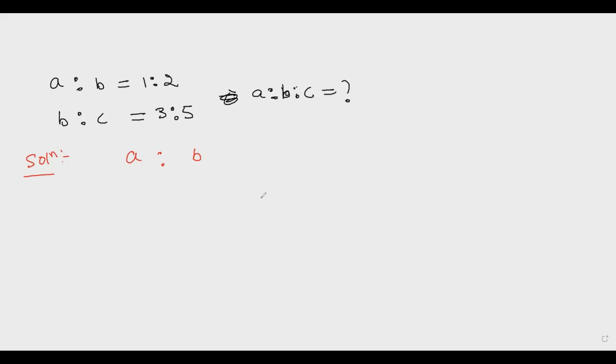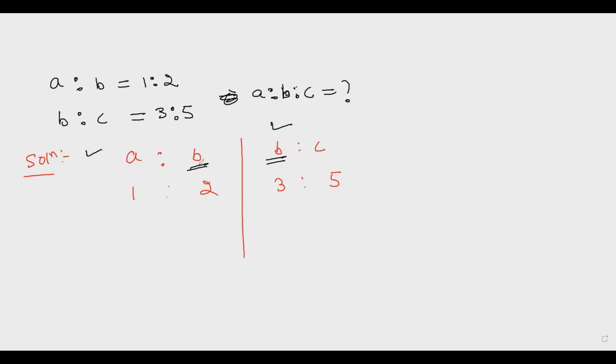Let me give you both the methods, okay? See A and B. A and B is, first of all, given as 1:2. B and C is given as 3:5. Now, let me give you the methods. What is the common in both the values? The common is B, right? B is common over A B and B C.